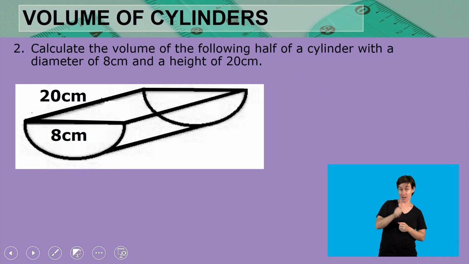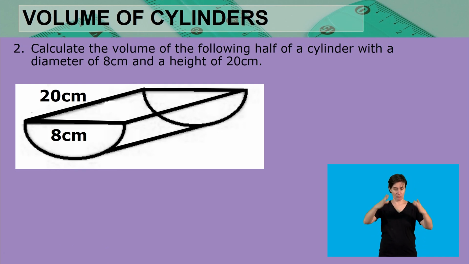Now, the next one that we're going to look at is a half cylinder. So it says there, calculate the volume of the following half of a cylinder with a diameter of 8 centimeters and a height of 20 centimeters. Now, because this is a half cylinder, this means that we are going to look at the formula for a cylinder, but then we have to cut the formula in half, just like our cylinder has also been cut into half. And we are going to achieve that by dividing by 2.